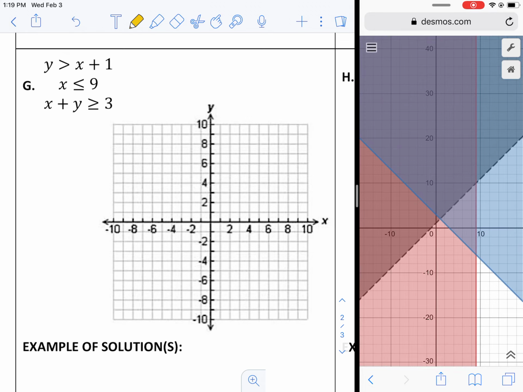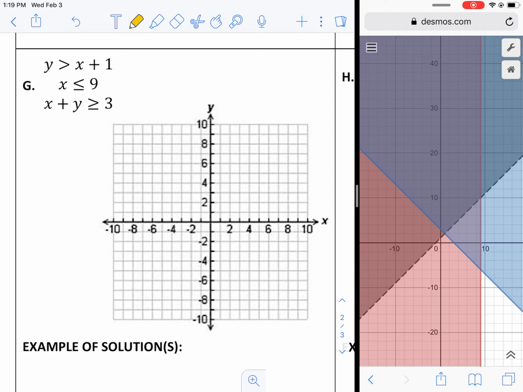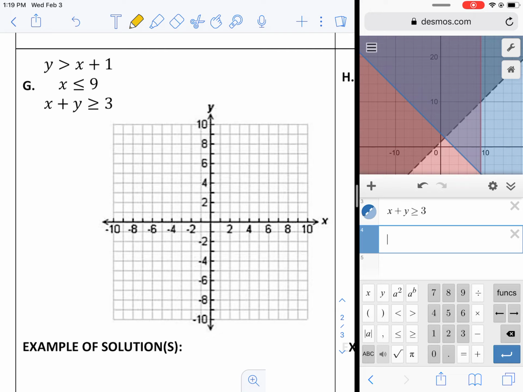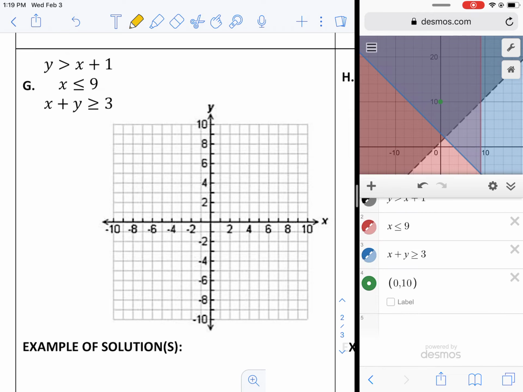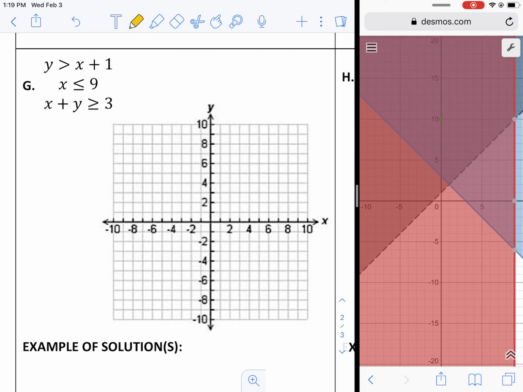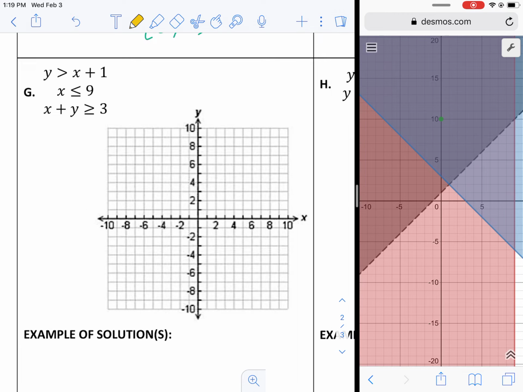And that's going to be, I don't know how to really show you, that's going to be in this section up here, the one that's like 0, 10, right? So that point is in the double shaded region, or a triple shaded region, I guess. So you'd copy that onto your graph.